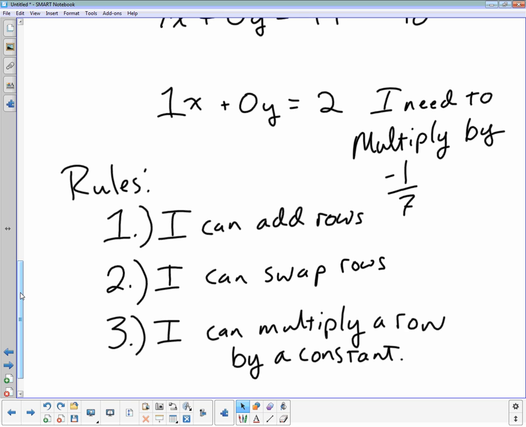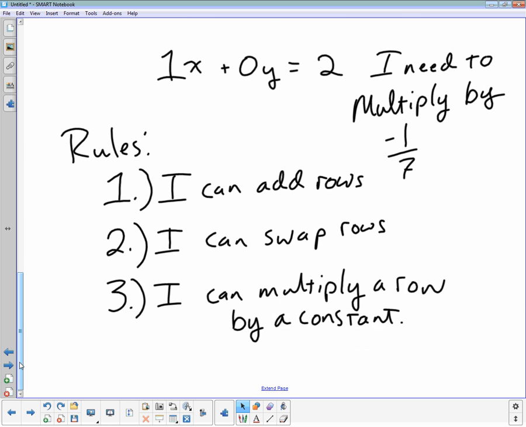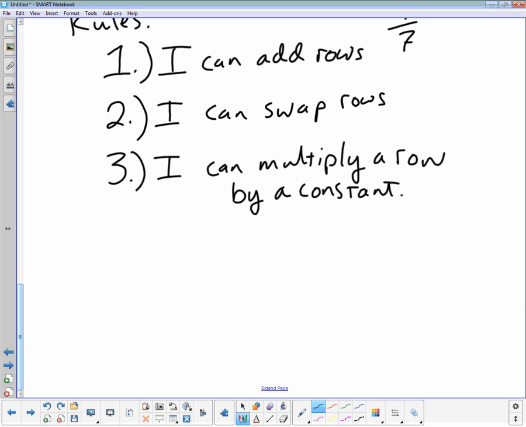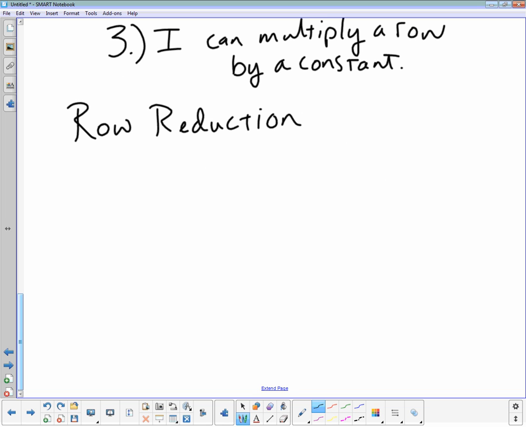So these are my three rules for how to solve a system in matrix form. This is called row reduction. Now, what I'm going to do is take my system and just bother with coefficients. I'm not really interested in writing x's and pluses and all that stuff. I'm lazy.